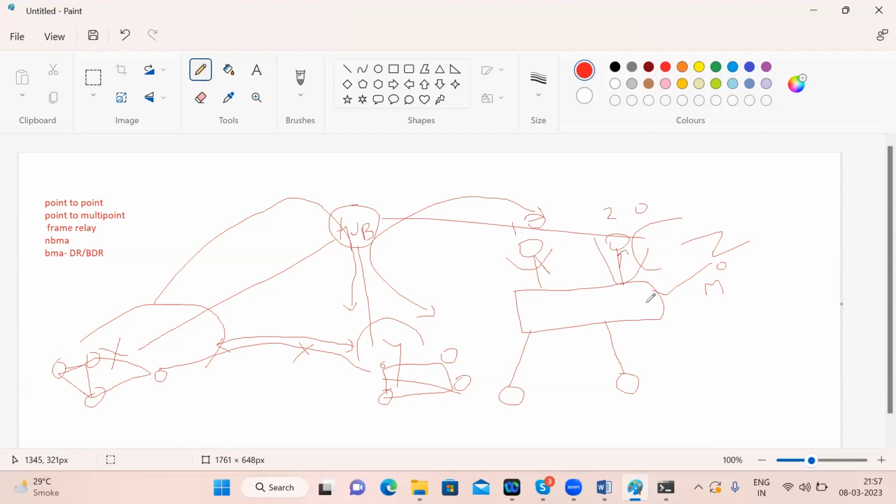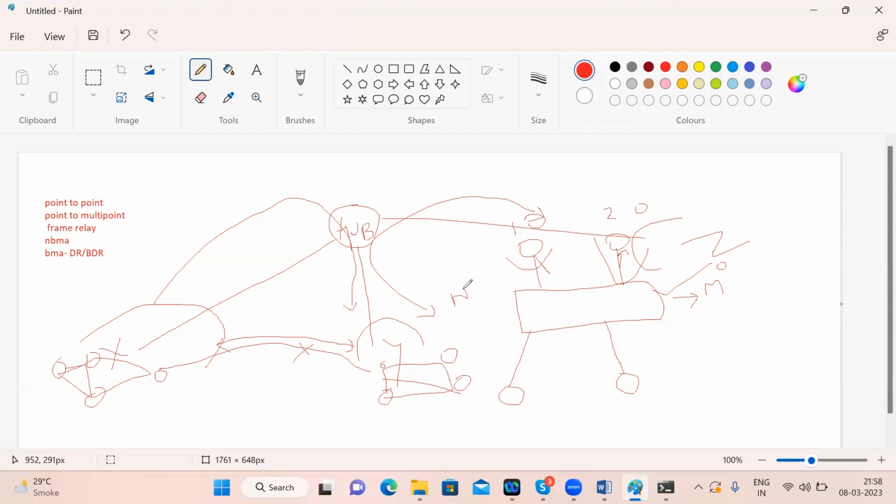We understand it is a multi-access network device where all users or all routers can communicate with each other. But here two different networks are not able to communicate with each other. So this type of topology is known as a non-broadcast multi-access network.